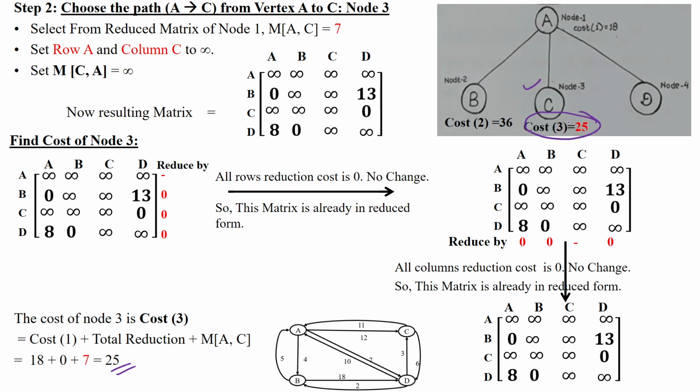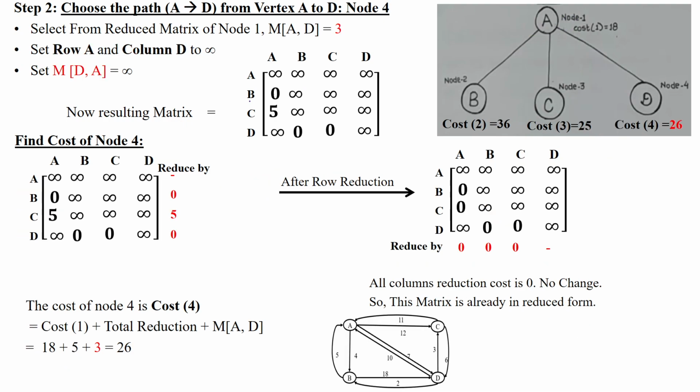After updating the node cost 25, we check another possibility, A to D. Again we take the node 1 cost matrix, and from the node 1 cost matrix we go to node D.